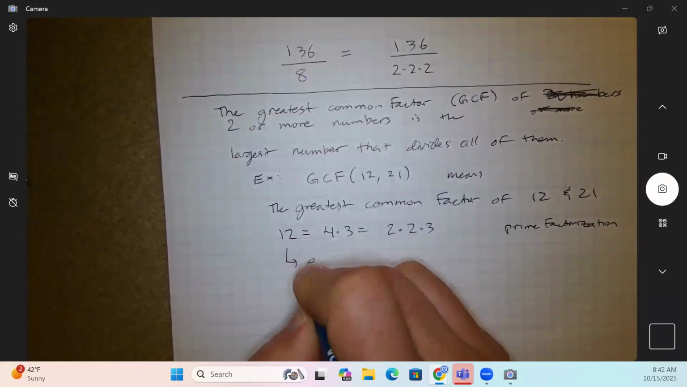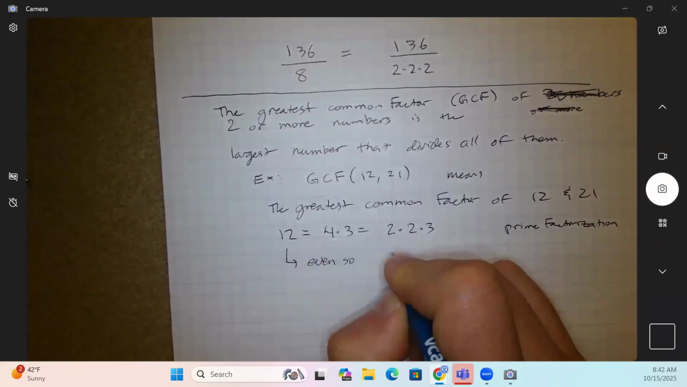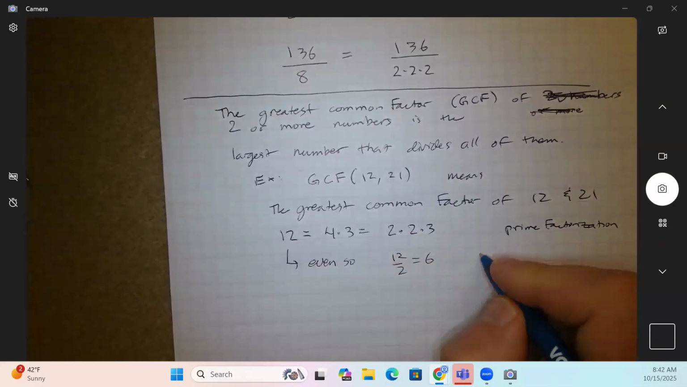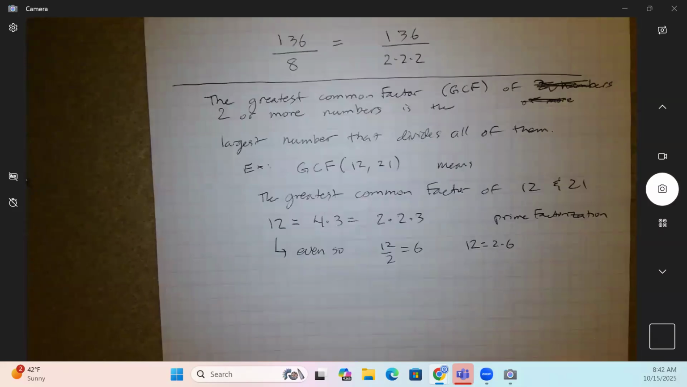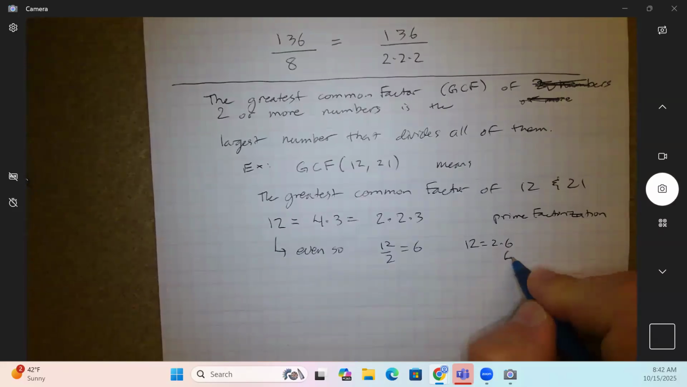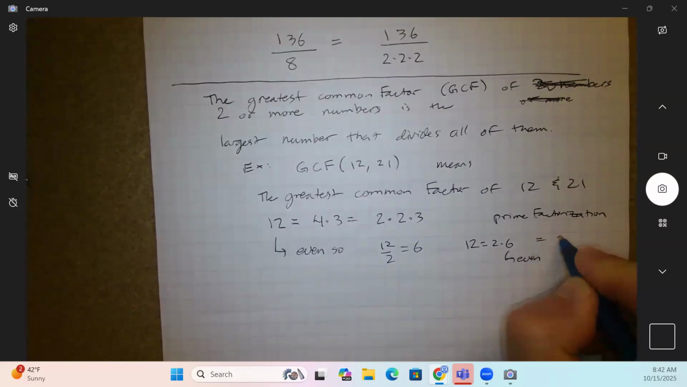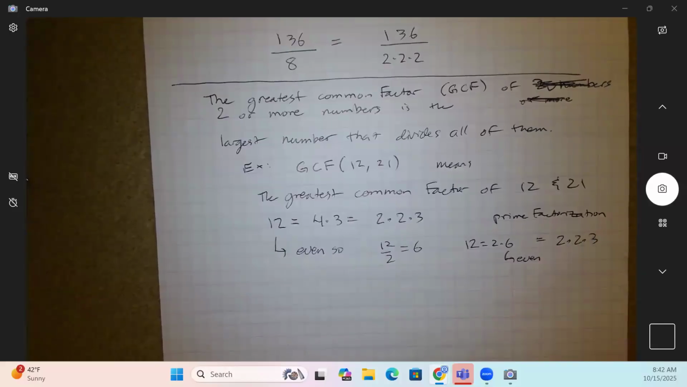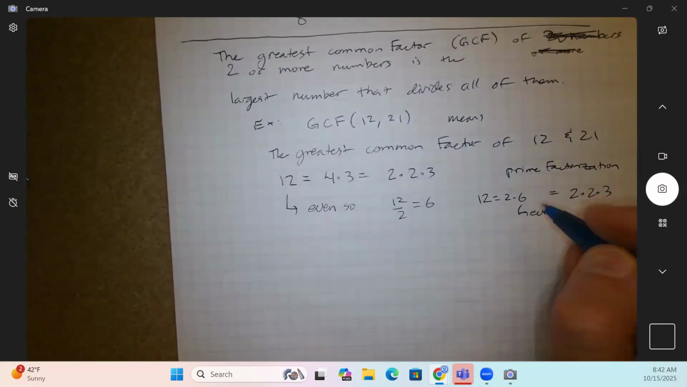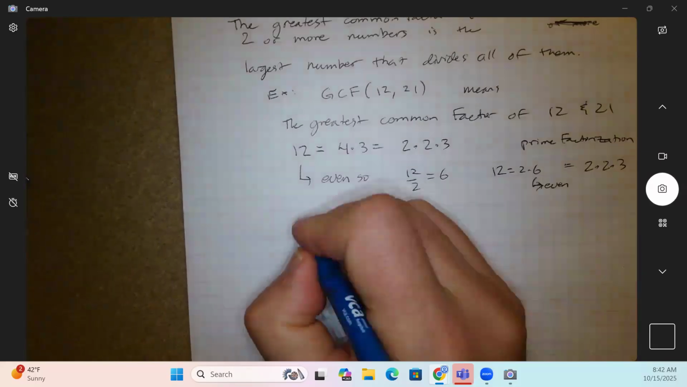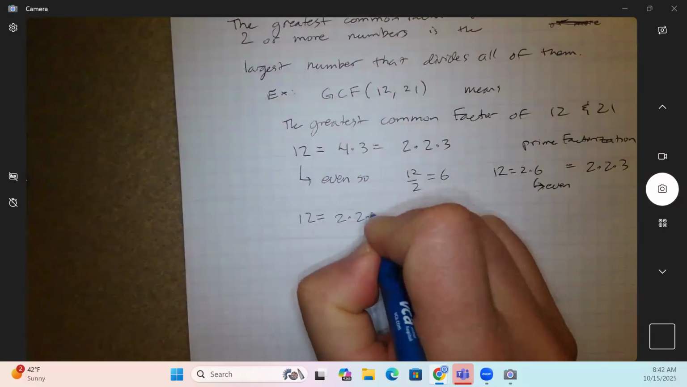Right? So 12 is even. So let's do 12 over 2, which is 6. So 12 equals 2 times 6. And 6 is even. So that means we can divide the 6 by 2 and we get 2 times 2 times 3. And 3 is a small enough prime that I recognize it as a prime number. Now if this was 43, maybe I wasn't sure that's prime, but I can investigate it. So 12 is 2 times 2 times 3.